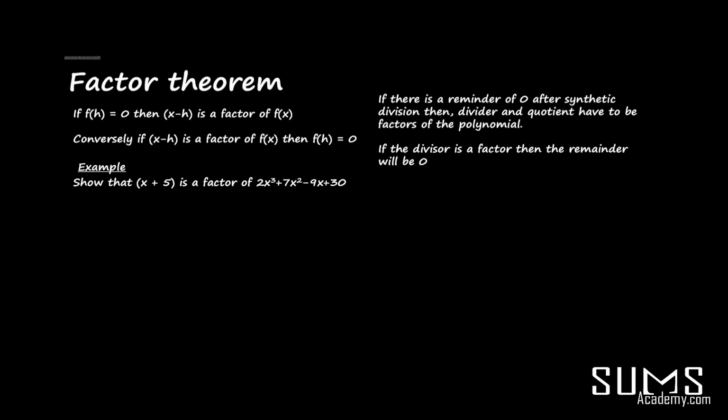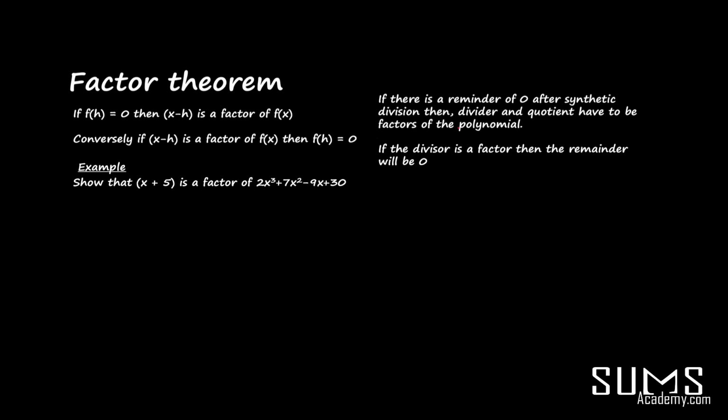So here we're going to be talking about the factor theorem. This is kind of an extension of the remainder theorem that we just looked at. The definition is: if f of h equals 0, then x minus h is a factor of f of x, or the other way around. If x minus h is a factor of f of x, then f of h equals 0.